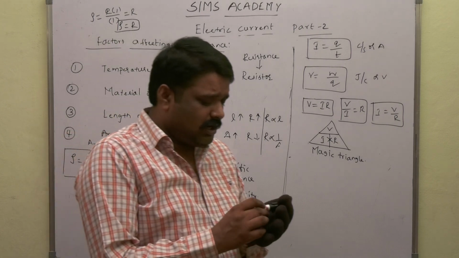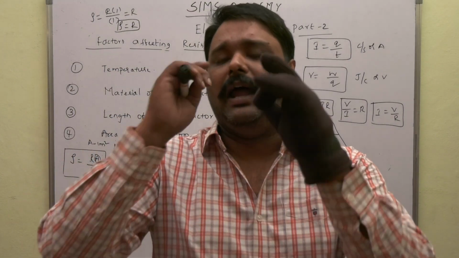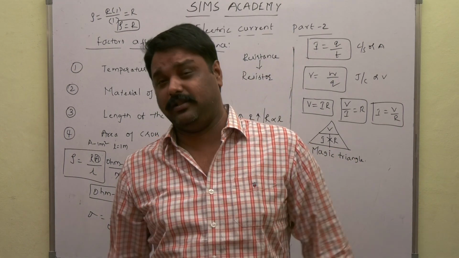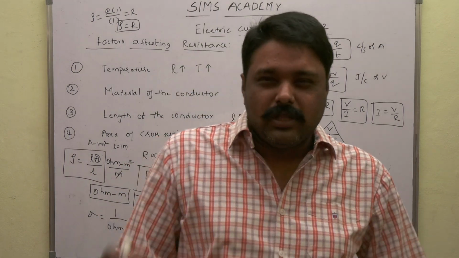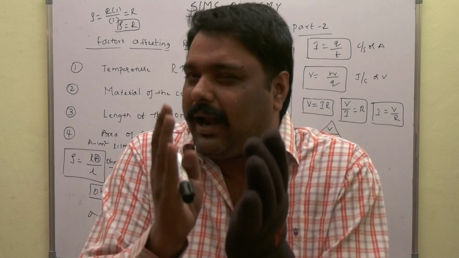Okay guys, so these are the formulae we have come across in the chapter of electric current till now, and in the next session we are going to learn about resistors and what happens when they are connected in series and when they are connected in parallel.